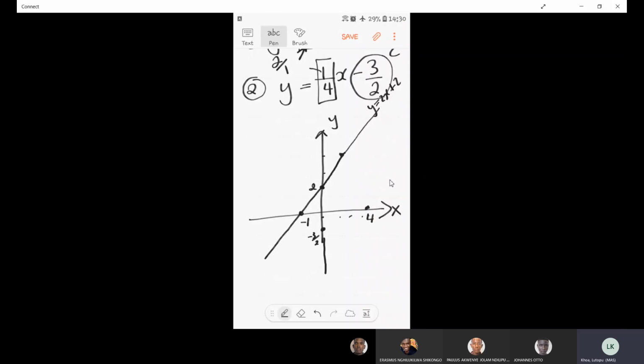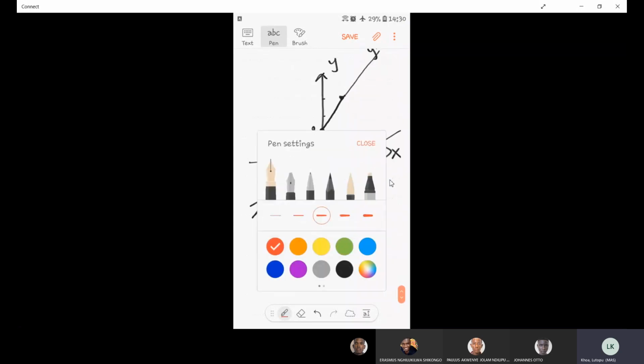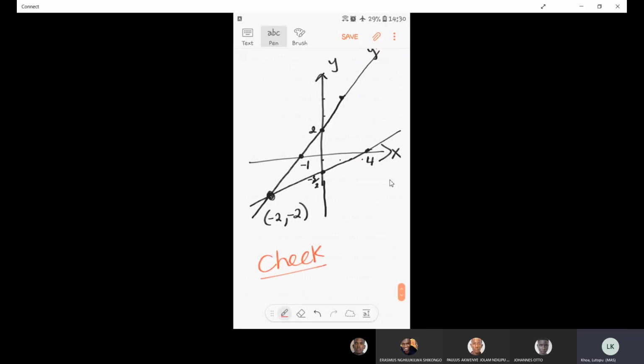So I take my ruler, then I connect these 2 points like that. And then the point where the 2 lines meet is what you are looking for. If you've drawn it correctly, you should see that this point is (-2, -2). And you can always check your solutions to see if they satisfy both equations. If they satisfy only one, then check the way that you have drawn the graphs. They should satisfy both equations.